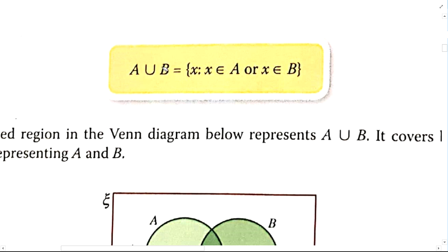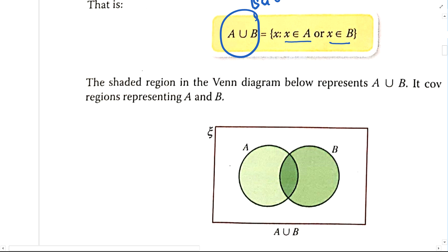So A union B, the definition: A union B is still going to be a set. What is inside this set? Well, the elements inside this set will be elements of A or elements of B. As long as it's inside A or it's inside B, then it is an element inside A union B. This over here is a set.